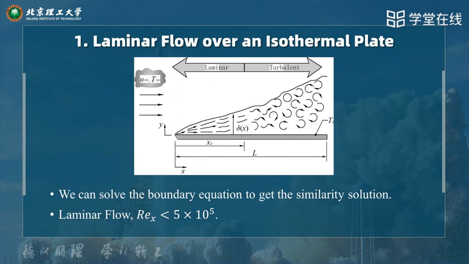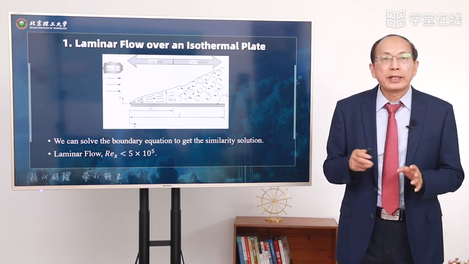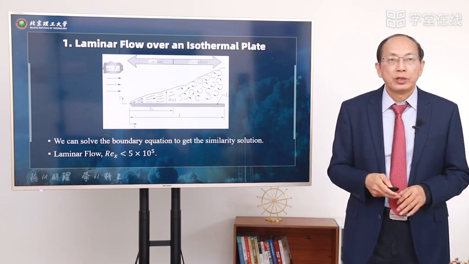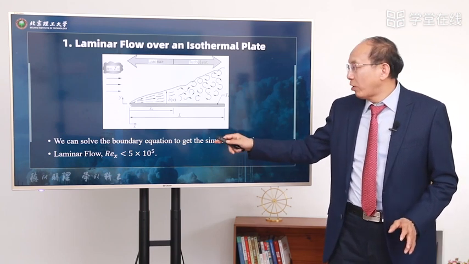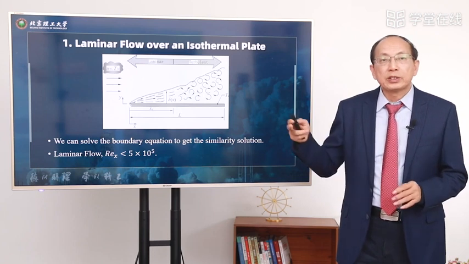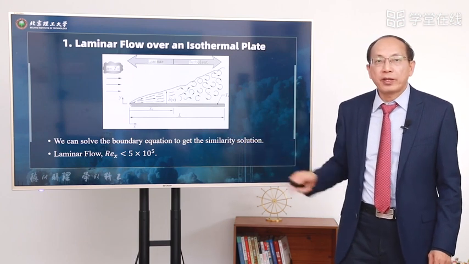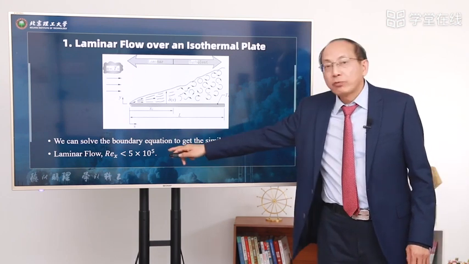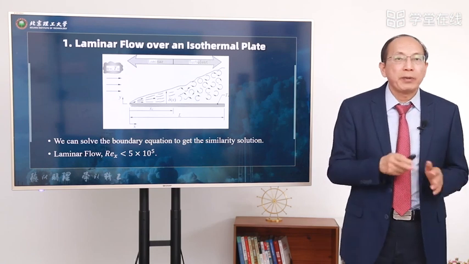If the external flow is laminar flow over an isothermal plate, the plate temperature is uniform, constant. We can solve the boundary layer equation to get a similarity solution. Generally, we understand laminar flow, the Reynolds number in most cases is smaller than 5 times 10 to the power 5. So this number is very big. Smaller than this number is laminar flow.